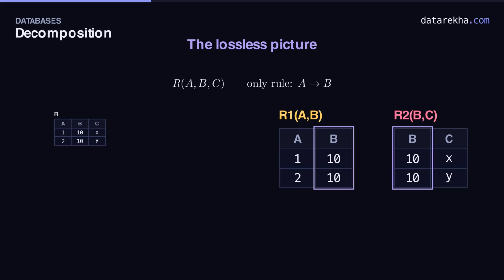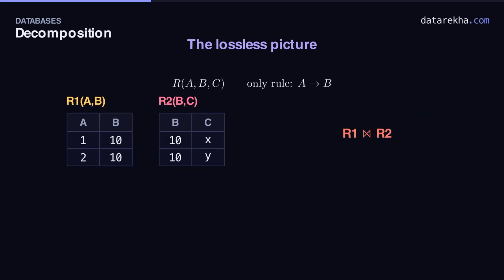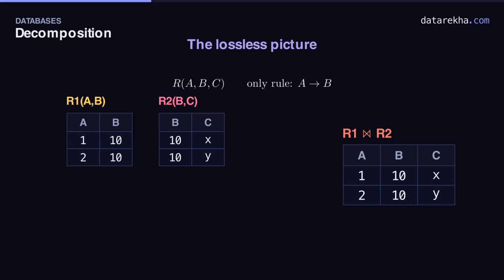Each little table on its own looks perfectly fine. Now stitch them back with a natural join on B. Every row of R1 that matches a row of R2 on B pairs up. But look, both rows carry B equal to 10 in both tables. So every A pairs with every C. And that is the disaster.